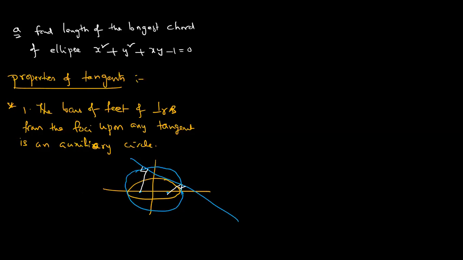So remember this one. Proof is not required. The locus of the feet of the perpendiculars from the foci upon any tangent is an auxiliary circle. Perpendiculars are drawn from the focus to the tangent. These feet of the perpendiculars, the points, lie on the auxiliary circle. That is the meaning.